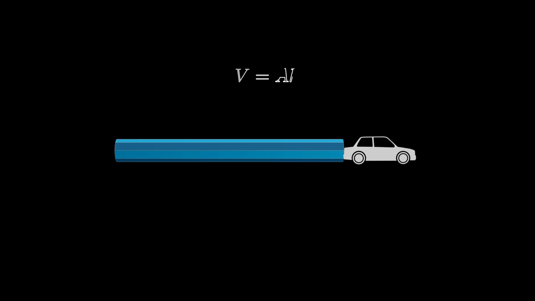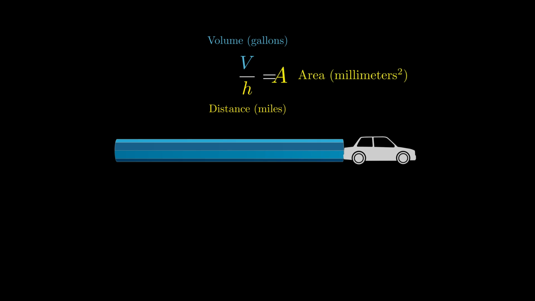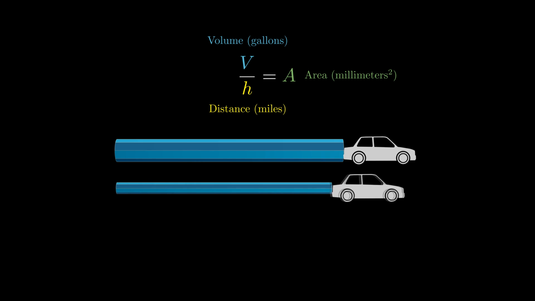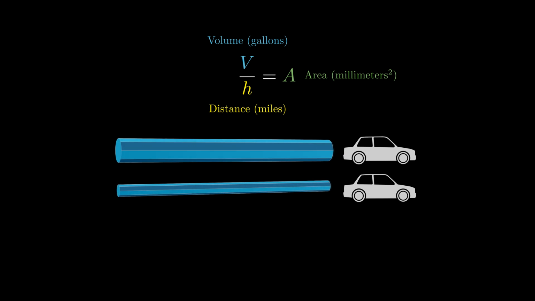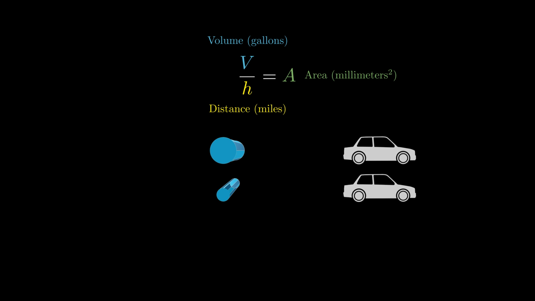The volume of the tube is the volume of the fuel, and the length of the tube is the distance traveled by the car. The volume of a cylinder is the area of the circle times the length of the cylinder. By solving for the fuel economy, volume divided by distance, we get that the area of the cross-section of this tube is the fuel economy we are measuring. The larger the area, the wider the tube. The wider the tube, the more fuel it burns, the less efficient it is.